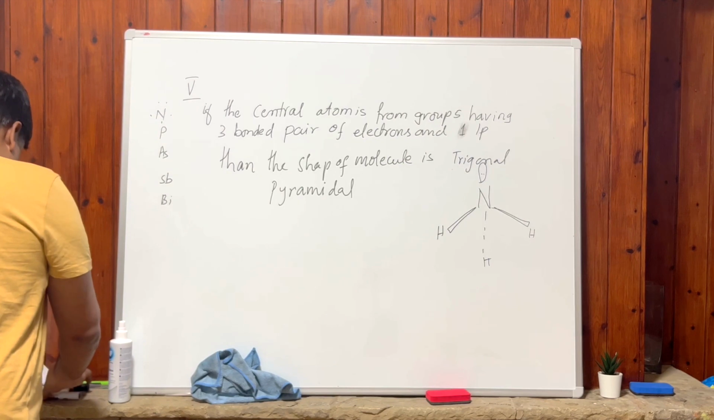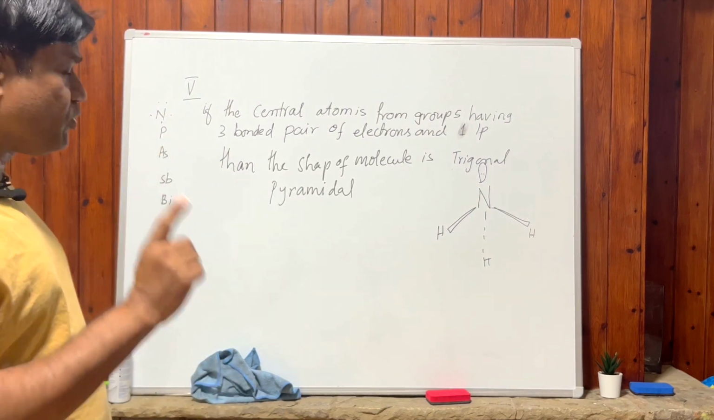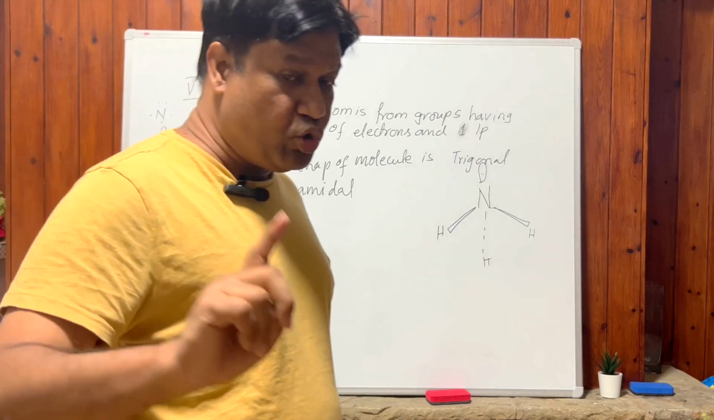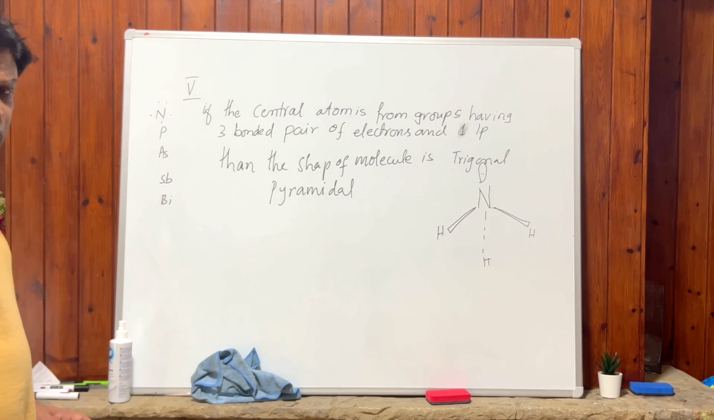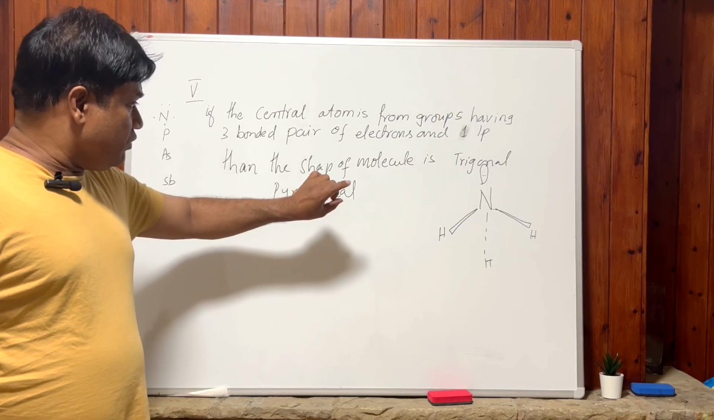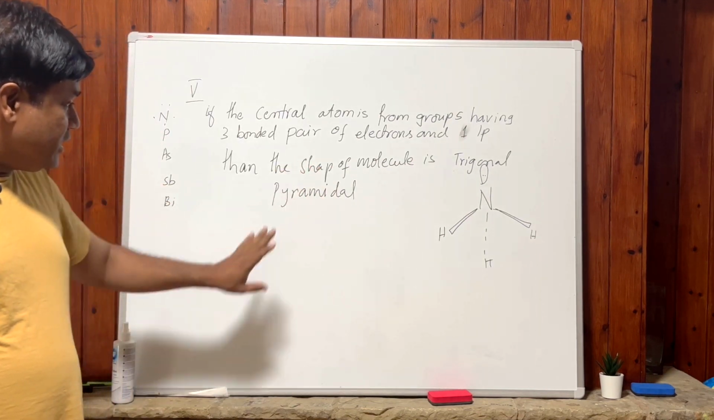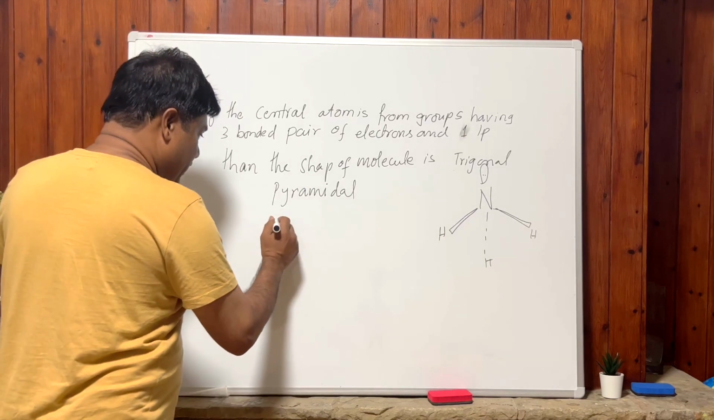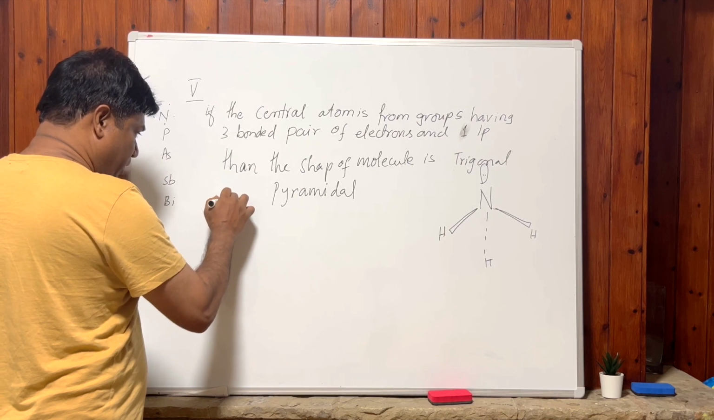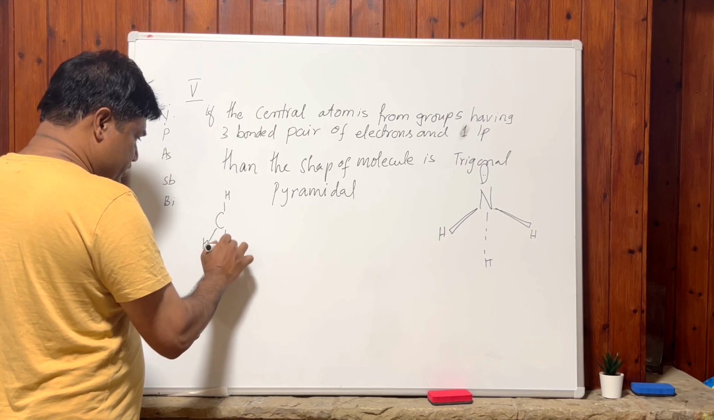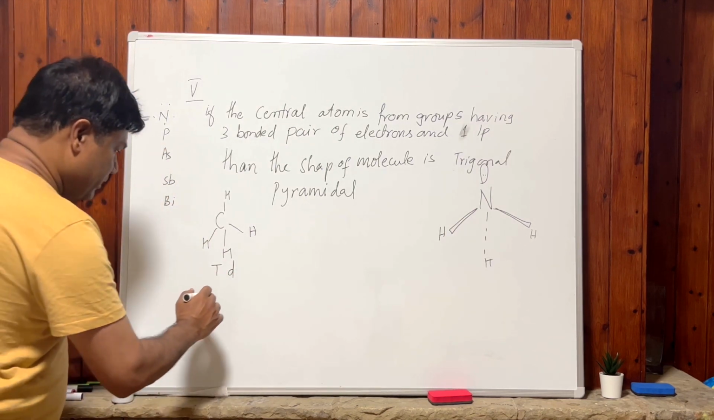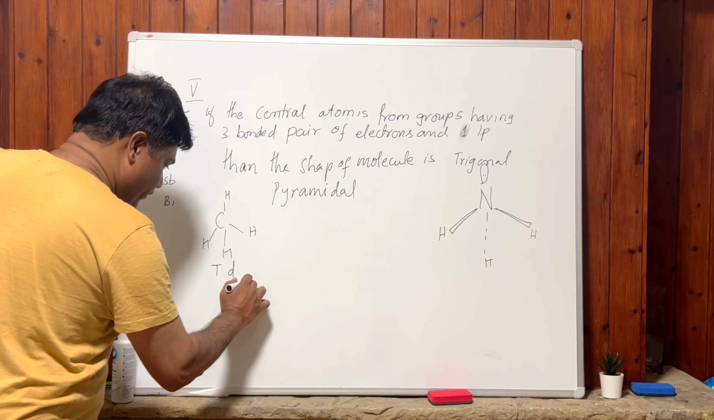So what's the condition? The condition is that the central atom is from group 5, having 3 bonded pairs of electrons and 1 lone pair. I can give you many examples. Now, what's the shape of the molecule? Trigonal pyramidal. And what's the bond angle? Look at that. We have seen the bond angle just now for methane. The shape is tetrahedral, the central atom is carbon, and the bond angle is 109.5.